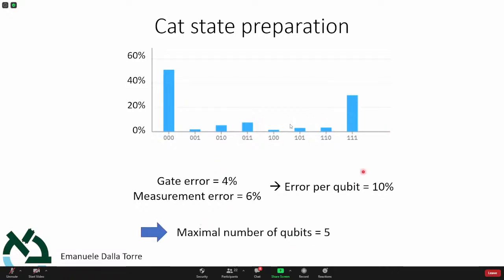So if you have a 10% error, then you can do something useful with 5 qubits. Of course, if you had a 1% error, then you could work with 50 qubits. That's already something, 2 to the 50 is a big number. So that would already be something useful. But you need to have many qubits with little error. And here you have large errors.